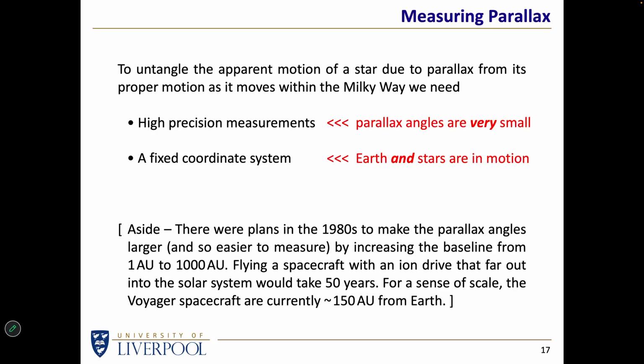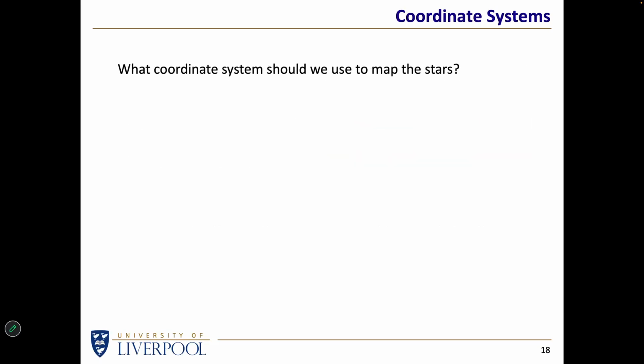So they said, we can do that. We can put an ion drive and send it out into the solar system. It'll only take 50 years. If they had launched it in the 1980s, it would still be on its way. They decided not to do that. Just as a reminder, Voyagers have only got 150 astronomical units even now, having been launched in the 1970s. So they thought about it, but decided not to do that, which was probably the right decision.